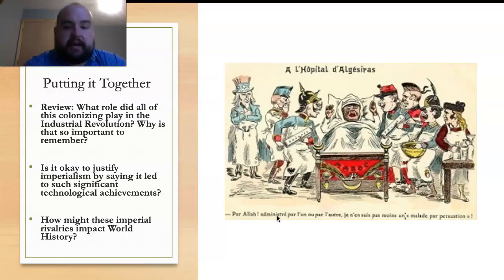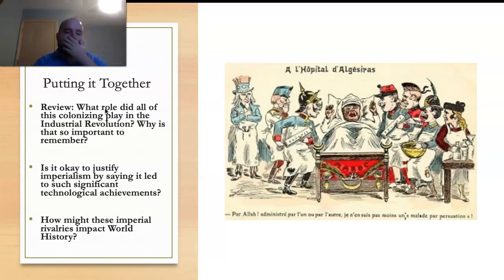In the meantime, a couple of things to wrap this up. Putting it all together, again, what role did all this colonizing play in the Industrial Revolution?